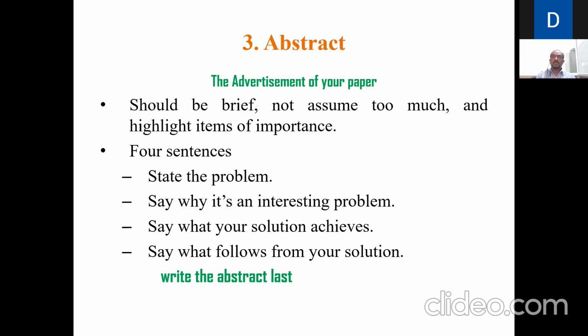Say what your solution achieves. After that, what solution you have achieved, how the solution was reached, and how it will be useful for society. Like that, you have to discuss your result in the third 2 lines. And the final 2 lines should say what follows from your solution. What will follow, or what people can follow from your solution.